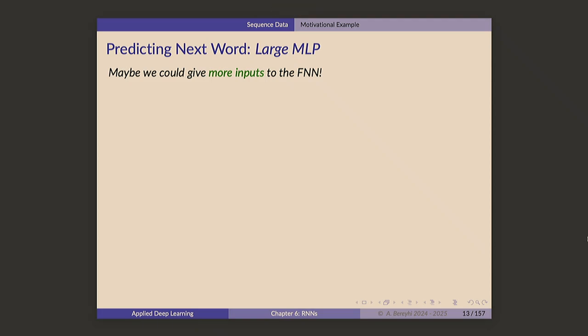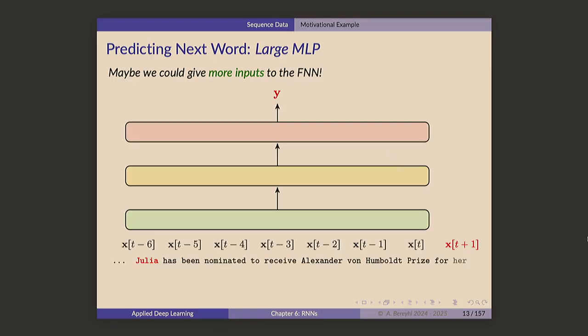how can we resolve that issue? Well, maybe a very easy idea. Maybe we can make the input so large that Julia somehow can get in, right? So it means that I have this giant network, and this giant network is going to take everything from this point of time to here, and then it's going to tell me what the next word is.